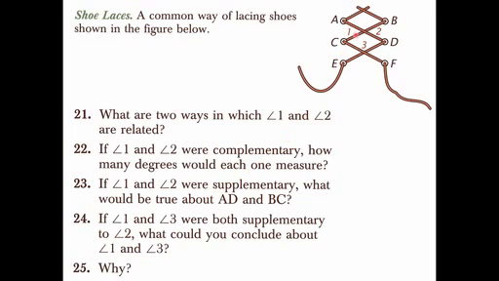If 1 and 3 were supplementary, if 1 was supplementary to 2 and 3 was supplementary to 2, then what would have to be true about angles 1 and 3? And then a reason why.